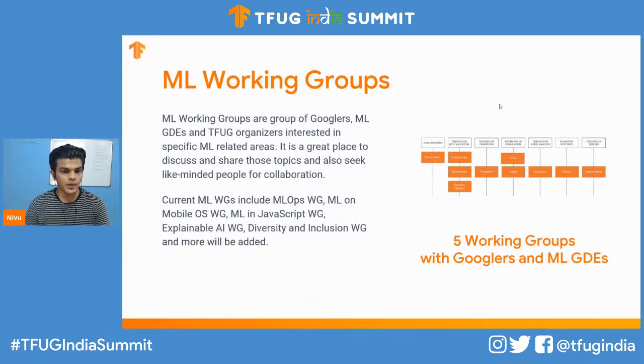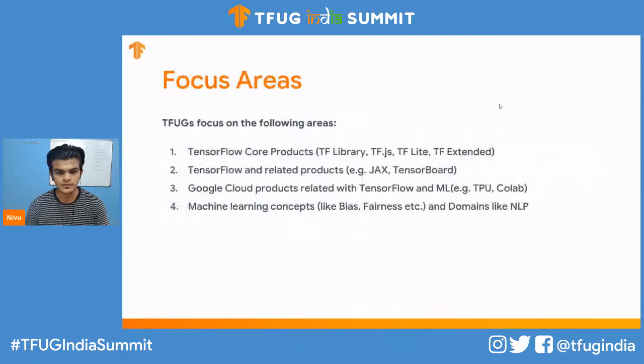And fourth, we have ML working groups. ML working groups are a group of Googlers, and also MLGDEs and TensorFlow organizers. It's a great place to discuss and share new applications and new things we can build out of TensorFlow and showcase them to the community. Currently there are 5 ML working groups: MLOps, Mobile OS, JavaScript, Explainable AI, and Diversity and Inclusion.